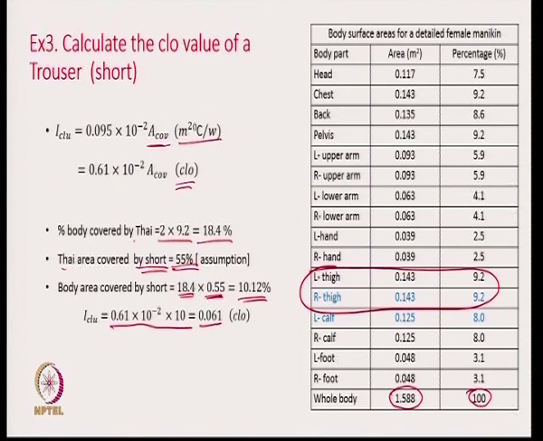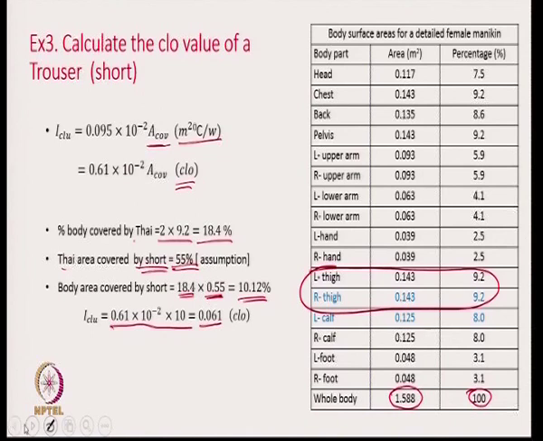So, short trouser is going to give you a clo value using this equation of around 0.06, and if we take from the standard table, you will find a value which is close to 0.06. So, it may vary a little bit, it may be more or less depending upon the total. If the trouser is a little longer, it covers the entire thigh, then the clo value is going to be more. So, what matters is the amount of the body area which is covered. So, we have to know what is the body area that is being covered, and that body area is what percentage of the total body area.